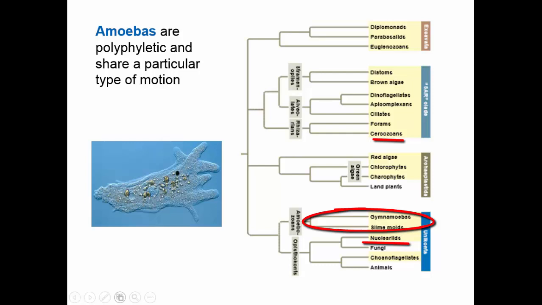Okay, so we would say that the amoebas are what type of group? Okay, you're correct if you said polyphyletic. And what process would you say that the amoeboid type of motion has evolved through? Okay, if you said convergent evolution, or that the amoeboid motion is an analogous trait, you'd be correct.